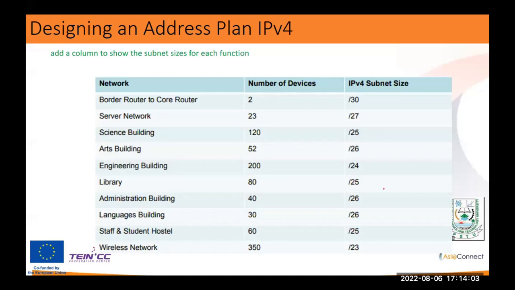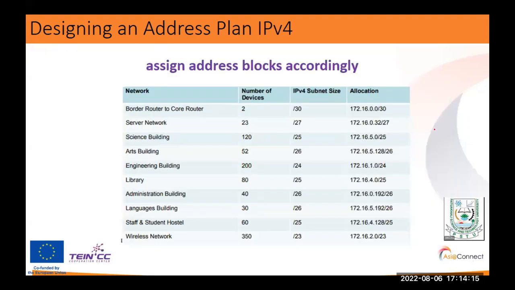Okay, so this is the important thing: number of devices and IPv4 subnet size. In this way, we have taken this subnet. So it is basically an important issue. Then how can we assign the IP address? From the number of devices and the subnet size, we need to assign the largest network first.